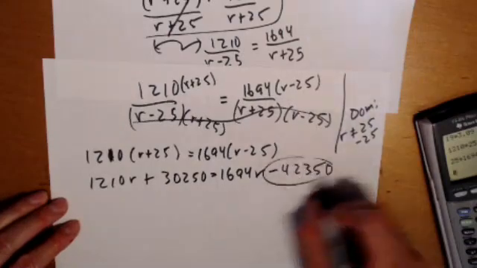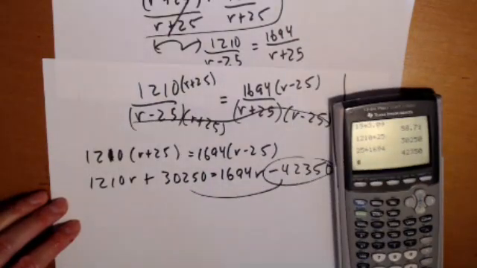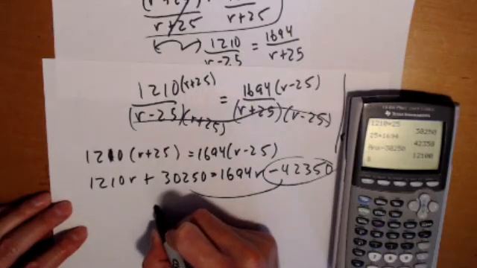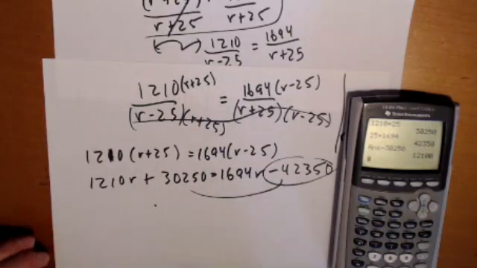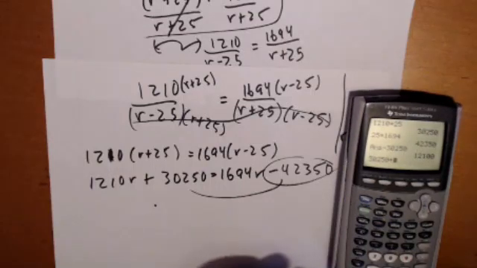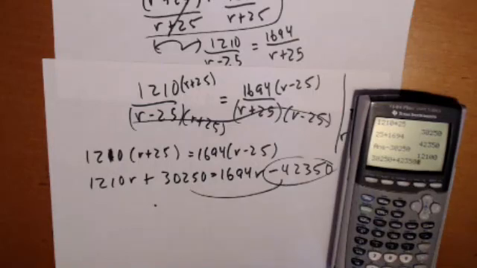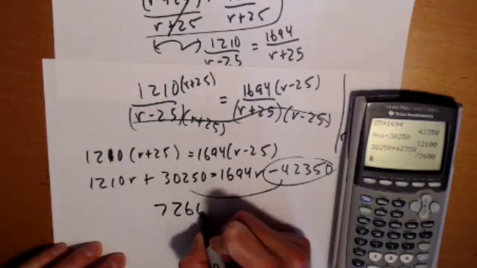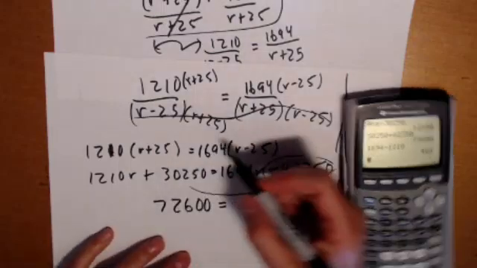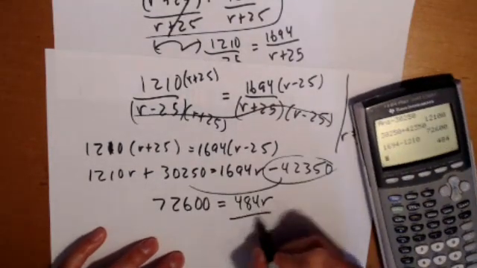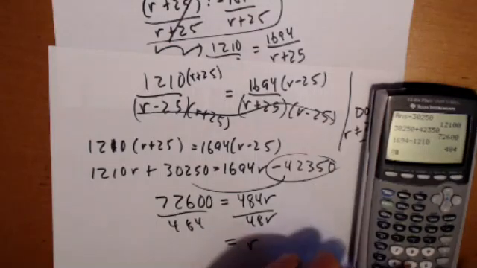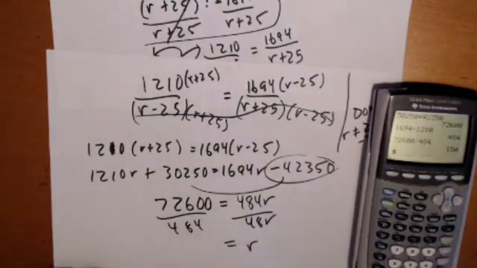Okay, let's bring this over there. So that's going to give us, son of a gun, let's try that again. 30250 plus 42350 is 72600 equals 1694 minus 1210, which is 484r. Divide by 484, divide by 484. Oh my gosh. 72600 divided by 484 equals 150.